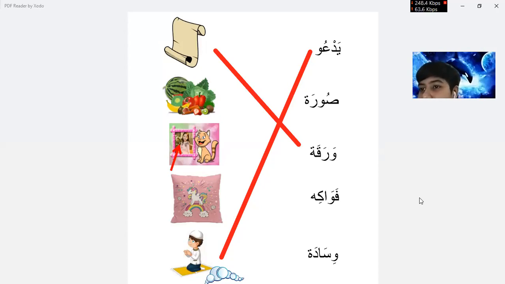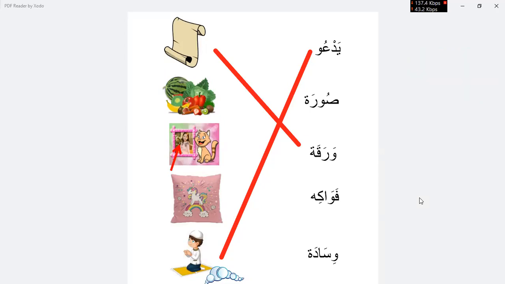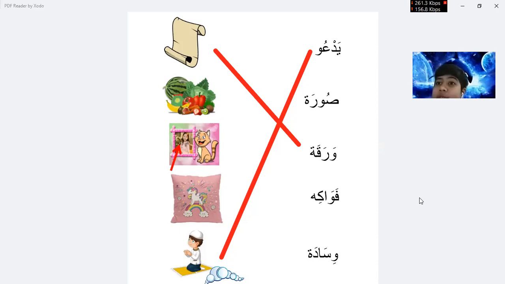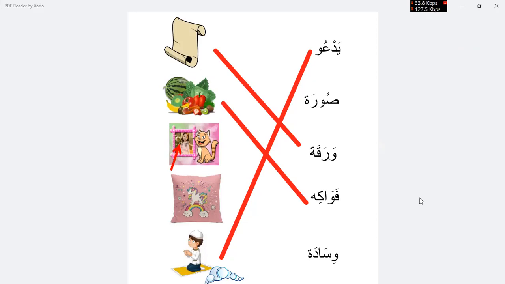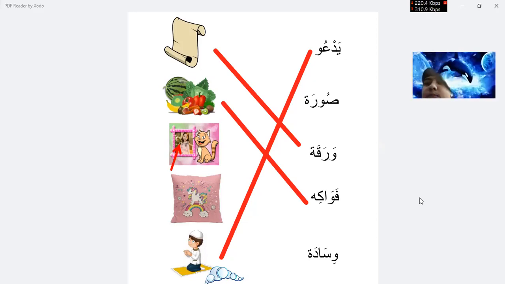I think fruit starts with a... but maybe I'm wrong. It's that one. Correct. Wisada is probably a pillow. Pillow, correct. Then the picture is Surah, not Waraka. Okay.